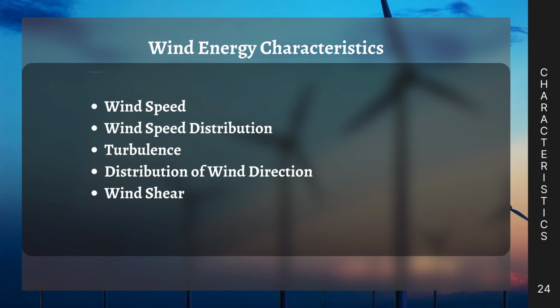Wind energy characteristics. First is wind speed, which determines the amount of electricity generated by a wind turbine, meaning the higher the wind speed, the more power will be generated. Next is wind speed distribution, where it is divided into three patterns.